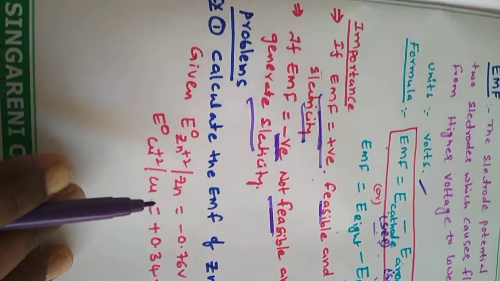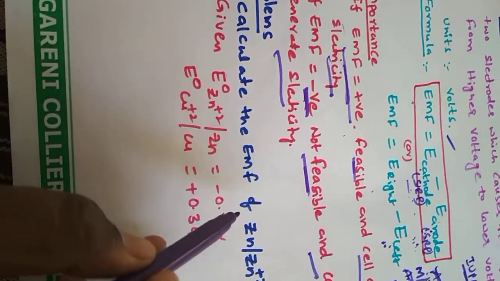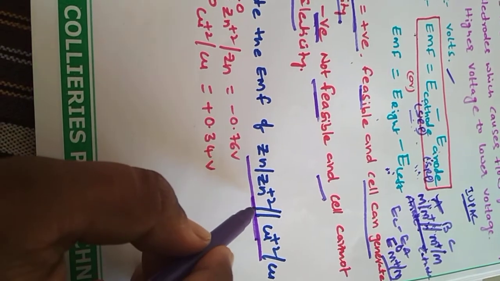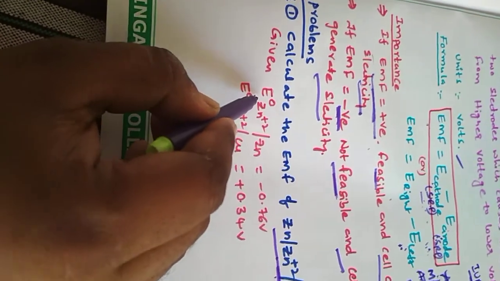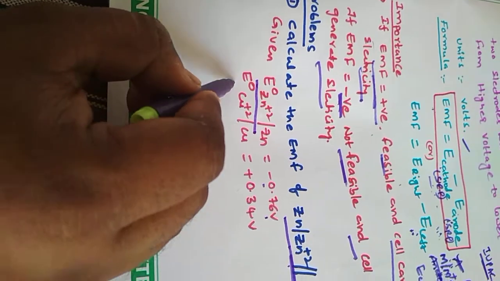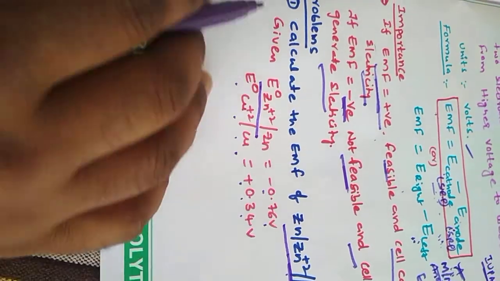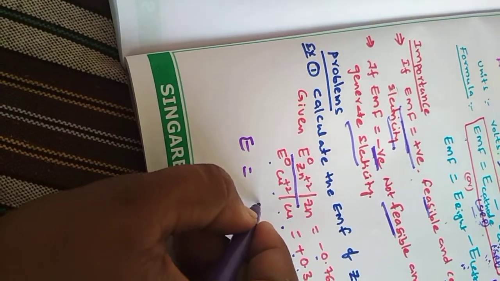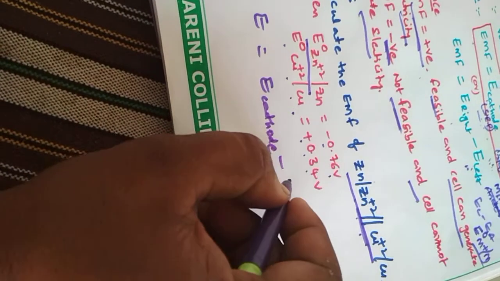Next, now the problems. Let us discuss one problem. Calculate the EMF of the cell. Our given cell is this one. We have to calculate the EMF of this cell, and the given values are E naught Zn plus 2 by Zn equals minus 0.76 volts, and E naught Cu plus 2 by Cu equals plus 0.34 volts. And the formula to calculate the EMF is E cathode minus E anode.